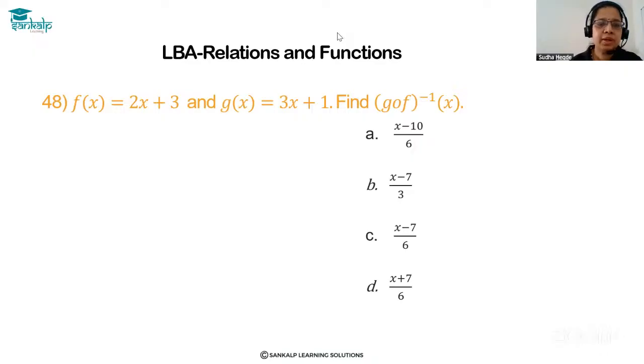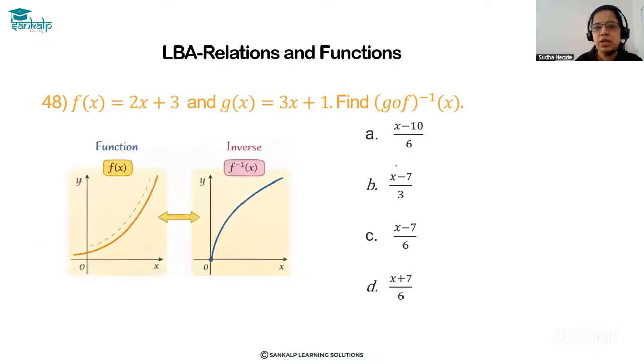The question is f of x is equal to 2x plus 3 and g of x is equal to 3x plus 1. You need to find g composition f inverse x. Okay. To find that, first of all you need to find g composition f. Then you take inverse of that, that will be g composition f inverse x. Okay, so find g of f of x.